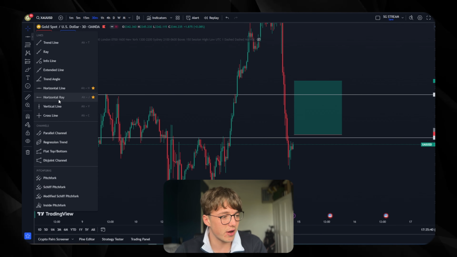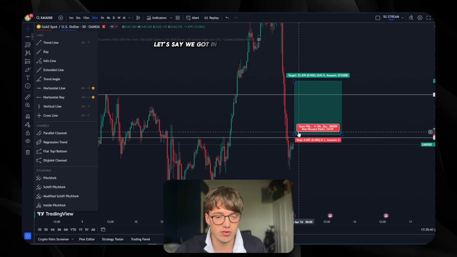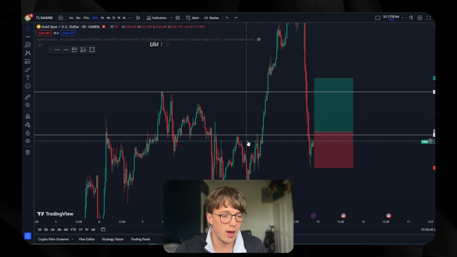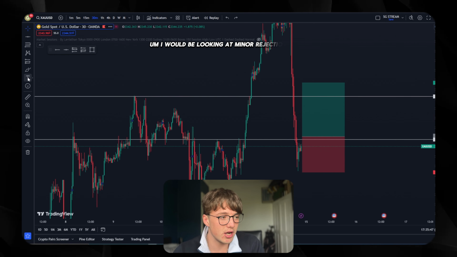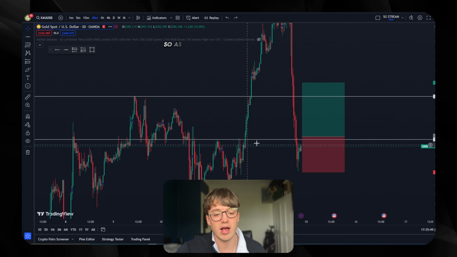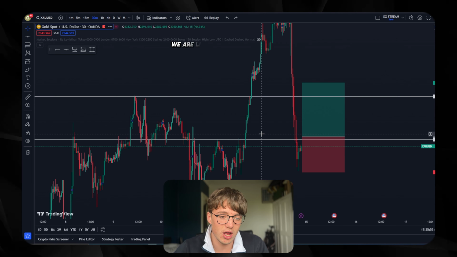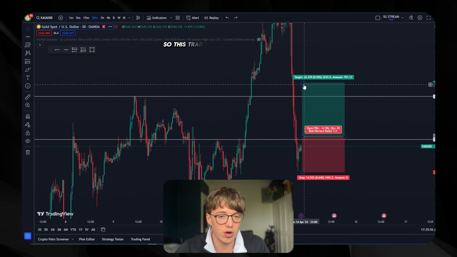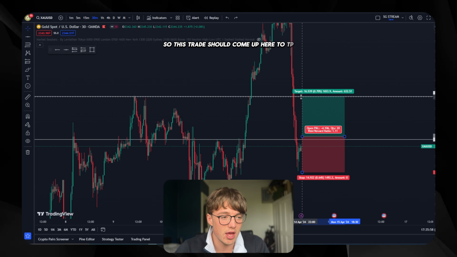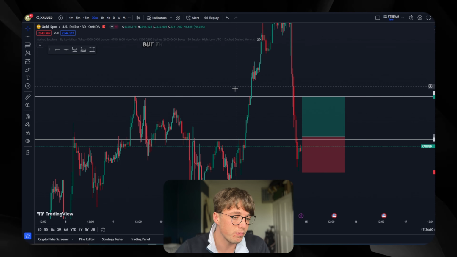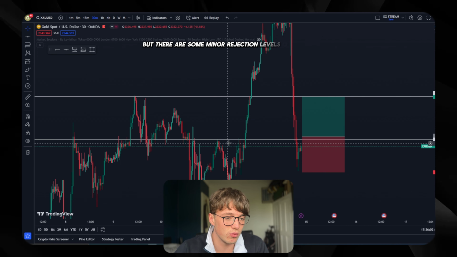Now, the way that I find these points is, let's say we've got in longs here again, like this. I would be looking at minor rejection areas throughout this range. So as I discussed in the previous episode, when we do close back within the range, we are likely to fill that range up. So this trade should come up here to TP at the top of this range here, but there are some minor rejection levels over here.